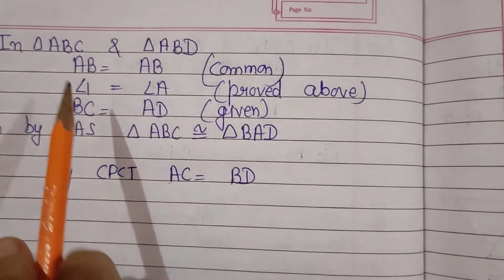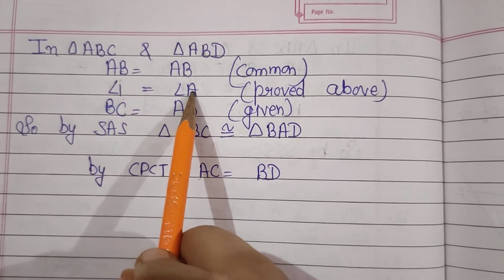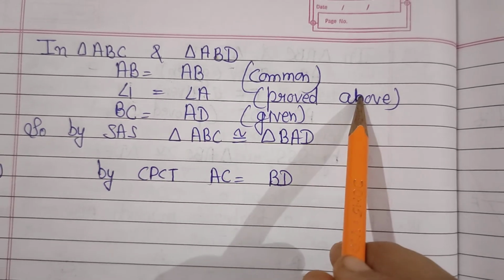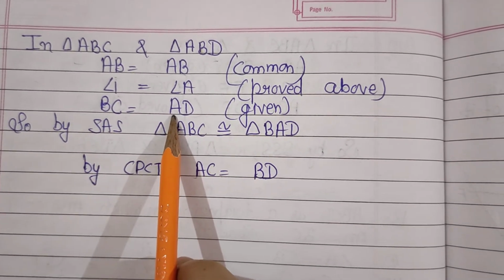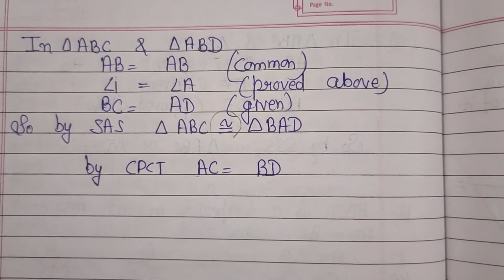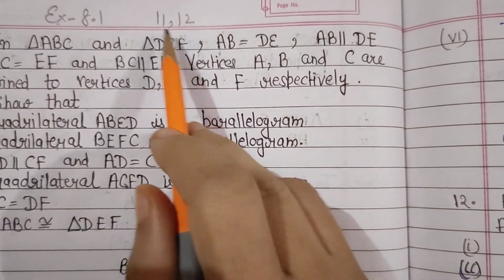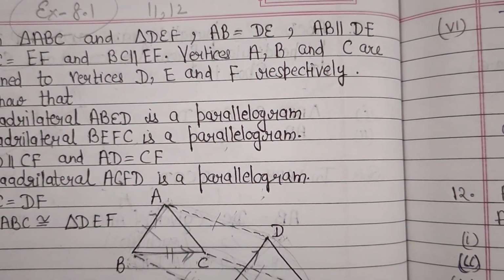Here I have written, I have taken both the triangles. AB common, angle 1 is equal to angle A. We have proved in the first part. BC is equal to AD, it is given. So by side angle side criteria, both the triangles are congruent. Now you will do question number 11 and 12 of exercise 8.1 in your fair notebook.